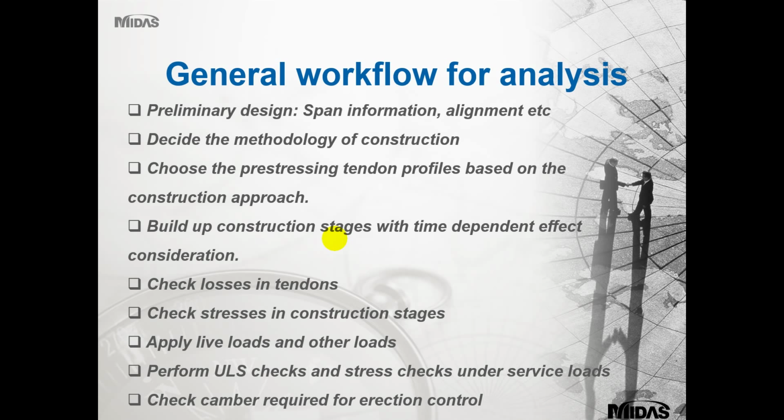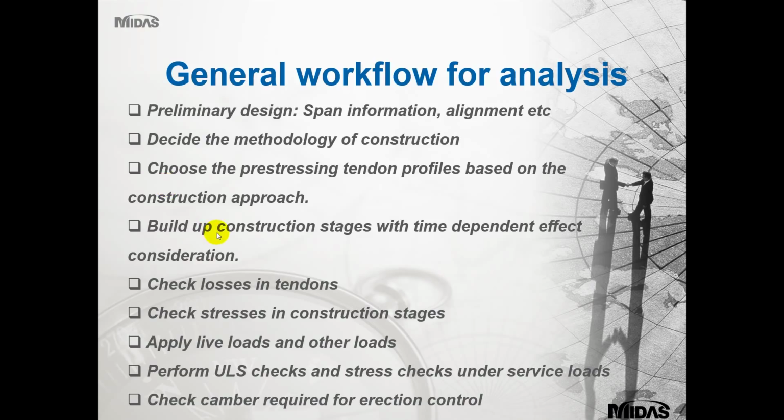So just to talk about the general workflow for the analysis, I'm just going to go through it step by step. So the primary design, or the span information and the alignments, and then you can move on to decide the methodology of the construction that's going to be taking place. Be it your incremental launching method, your balanced cantilever method, or your full staging method. Any of these can be adopted. So the choice of pre-stressing tendon profiles is based on the construction approach. For the full staging method, we basically have continuous tendons. For the balanced cantilever method, you'd have discrete tendons.